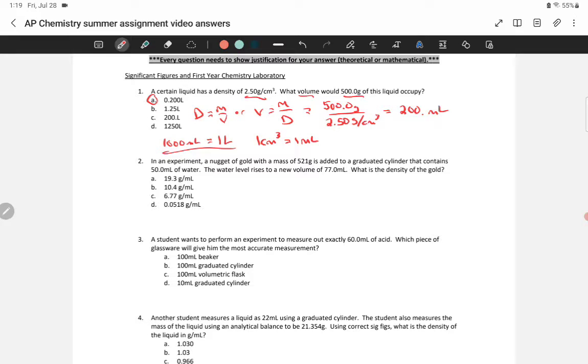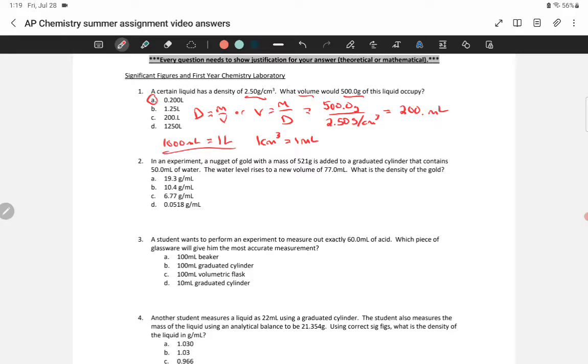So this was about a density equals mass divided by volume question and about a conversion of units. In first year chem, you would have just a density question, or you would have just a conversion question. But in AP chemistry, we'll use a lot of the same concepts you learned last year, but we might combine them, 2 of those or 3 of those, into one question.